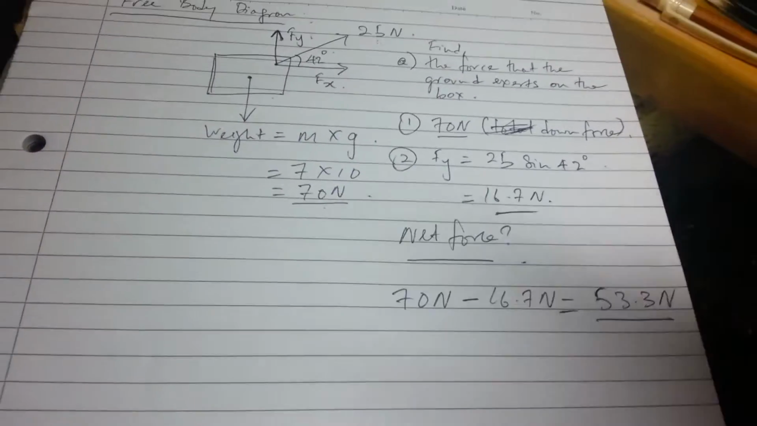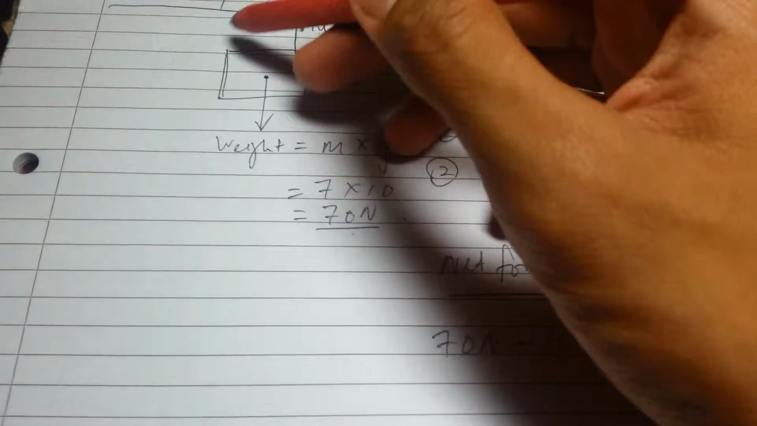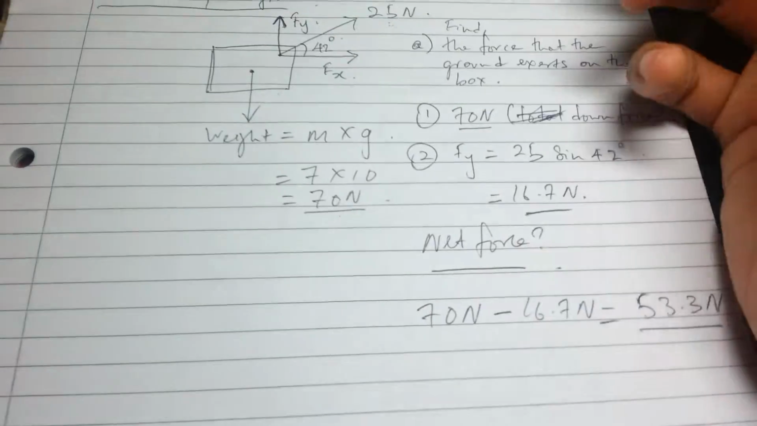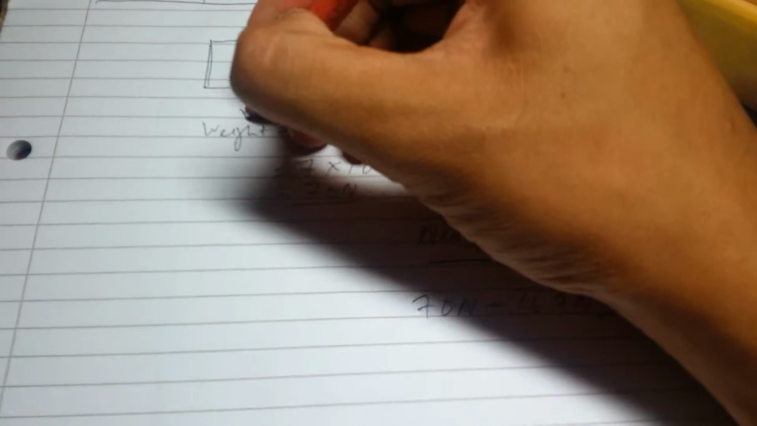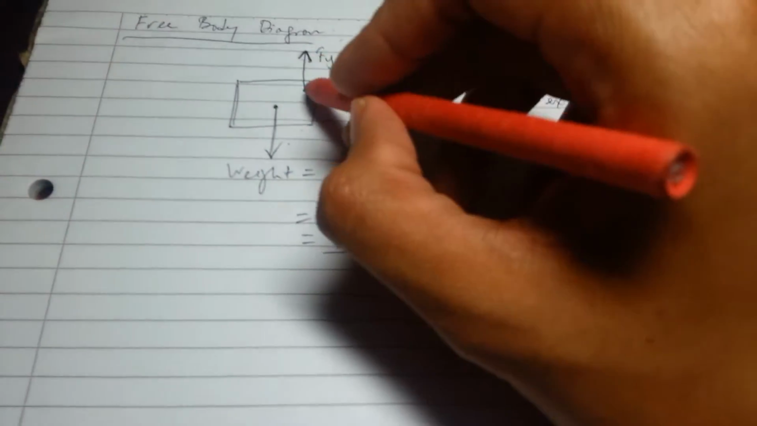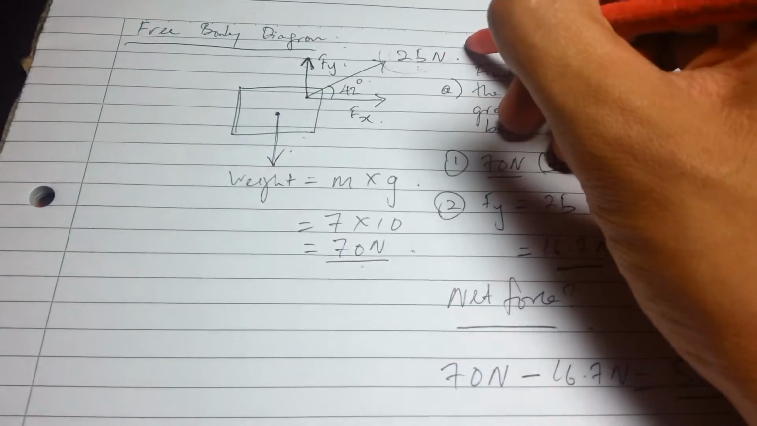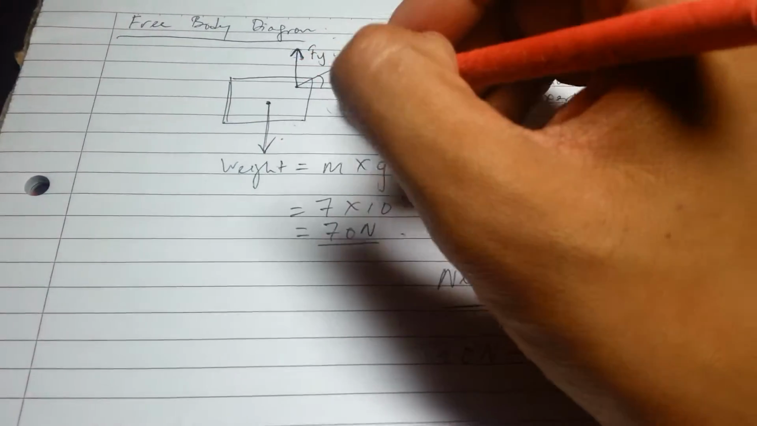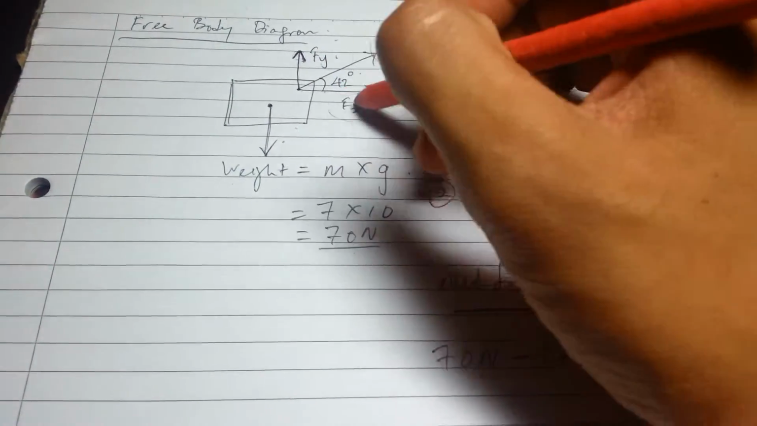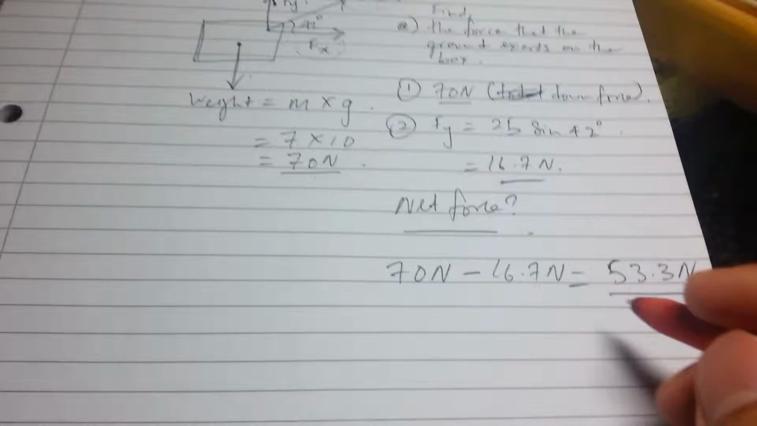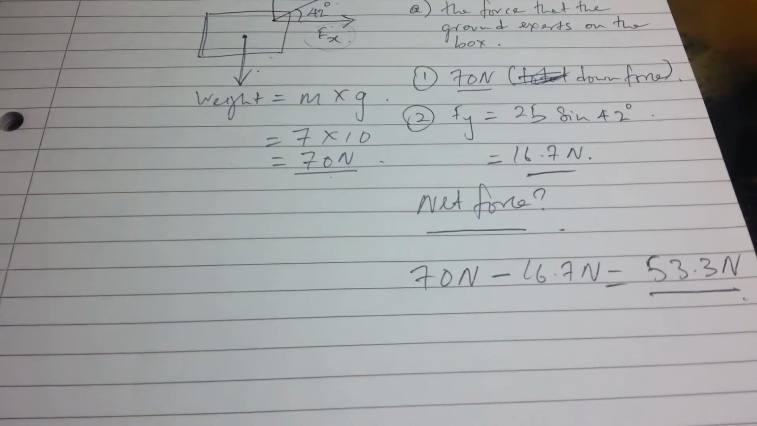Basically the whole idea is this: whenever you have a box and you want to find things like the force that the ground exerts on the box, you have to find what is the downward force and what is the upward force, if any. In this case, there is an upward force because of this 25 Newton, and it can be broken up into the horizontal component, Fx, and the vertical component, Fy. So this is the net force.